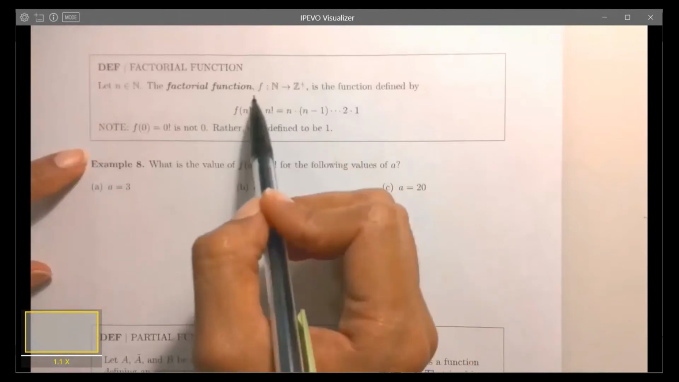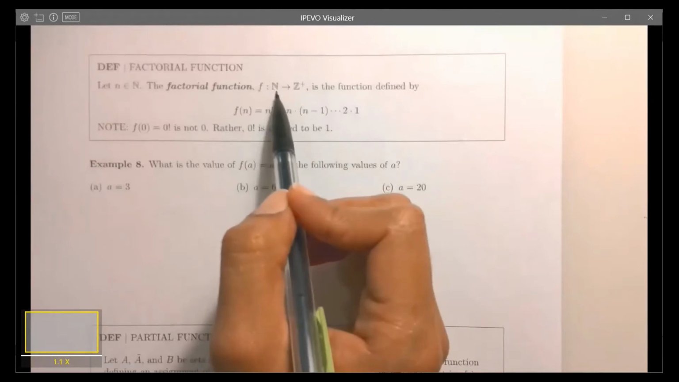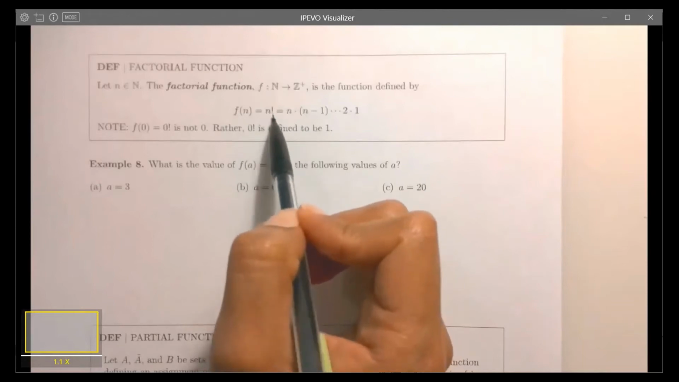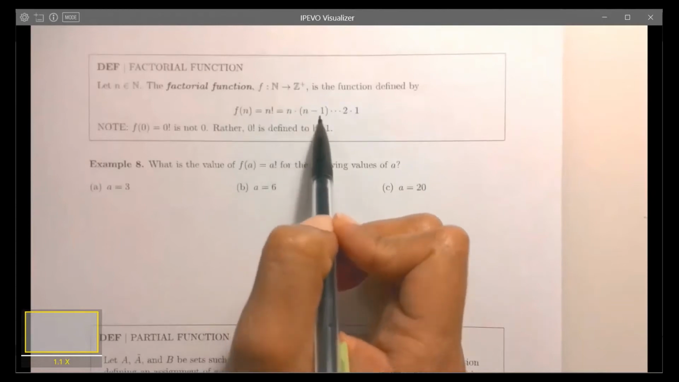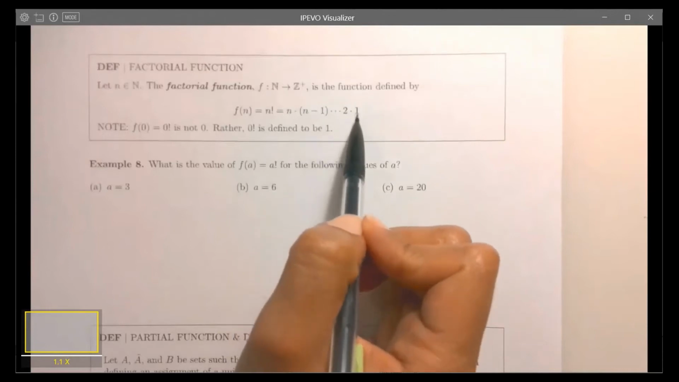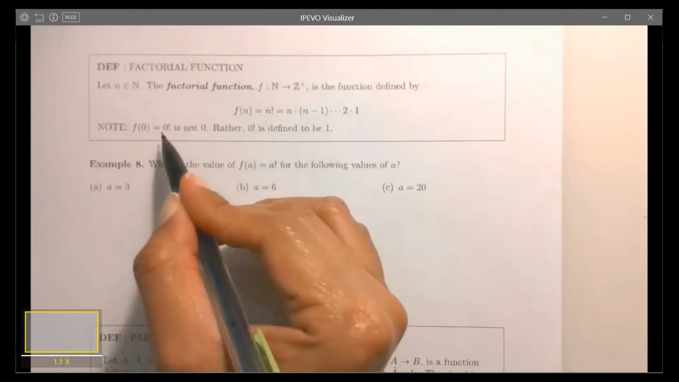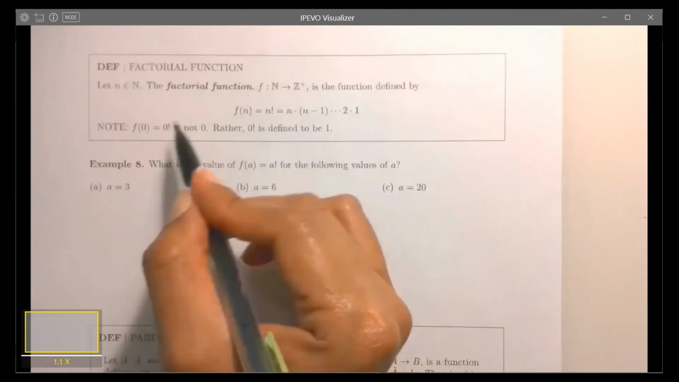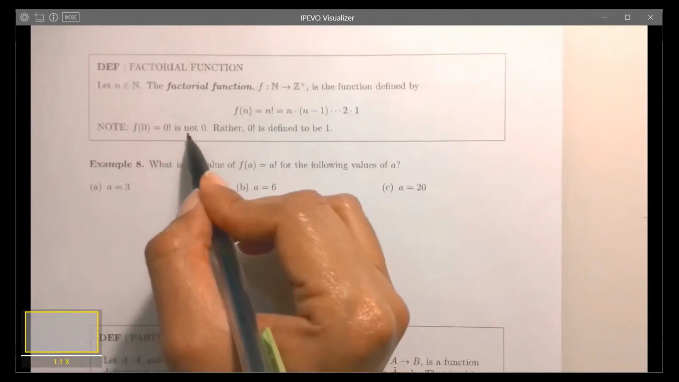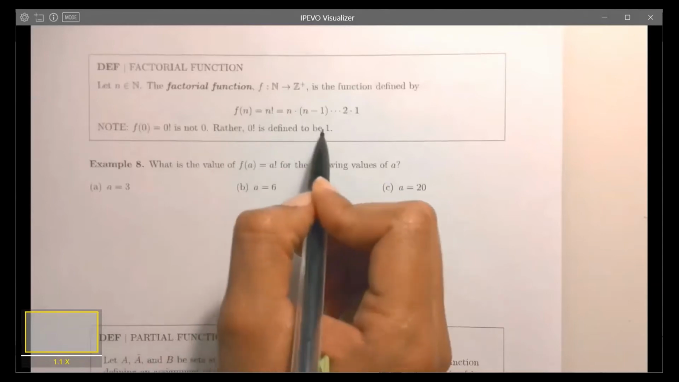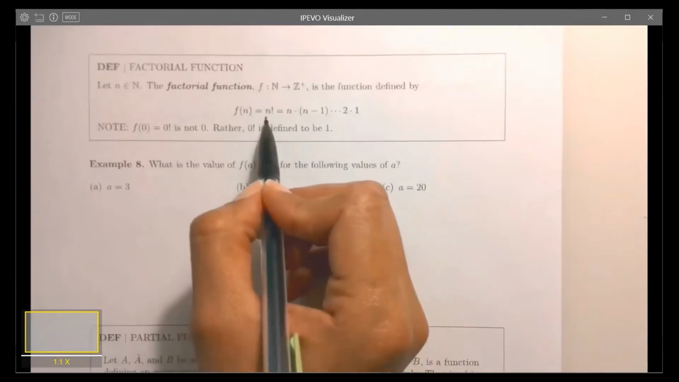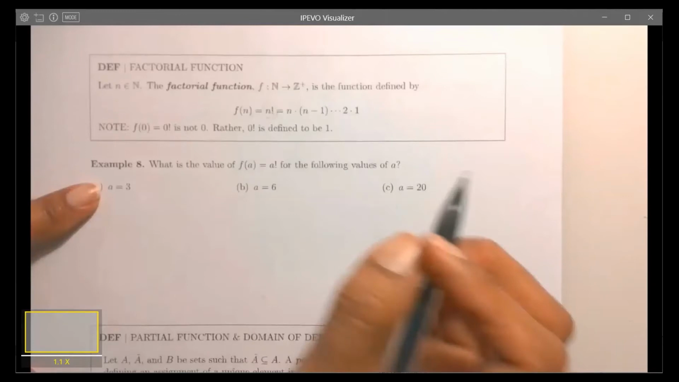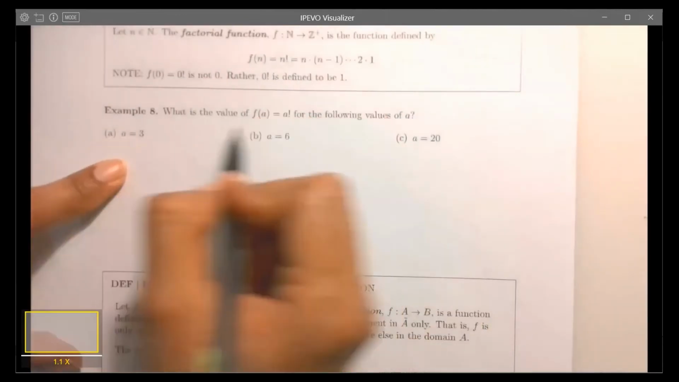Okay, so the factorial function is a function that maps from the natural numbers to the positive numbers and is defined to be n multiplied with n minus 1 multiplied all the way down to 2 times 1. Okay. And then there's a second part of the definition. The only exception to this rule is that when you have 0 factorial, that is not 0. Rather, 0 factorial is defined to be 1. Okay. And factorial is denoted with this exclamation mark. Okay, so it looks a little funny, but that's factorial.